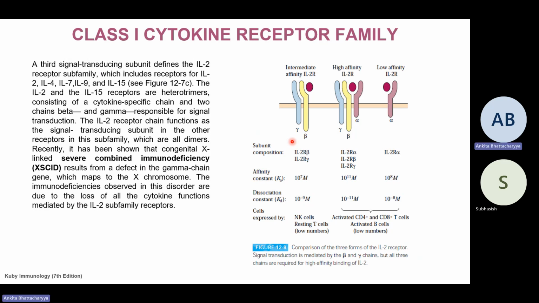And there you can see the subunits being composed of IL-2R beta and IL-2R gamma with a high affinity constant of about 10 to the power 7 and dissociation constant of 10 to the power minus 9. And the cells that actually express it are NK cells and resting T cells.